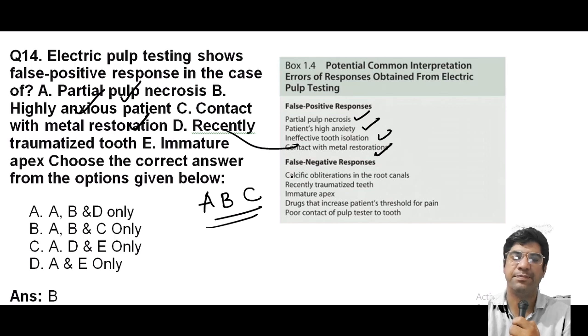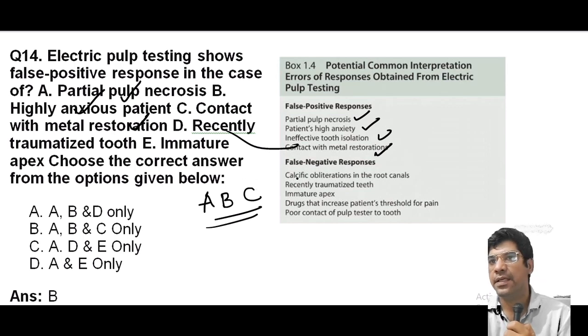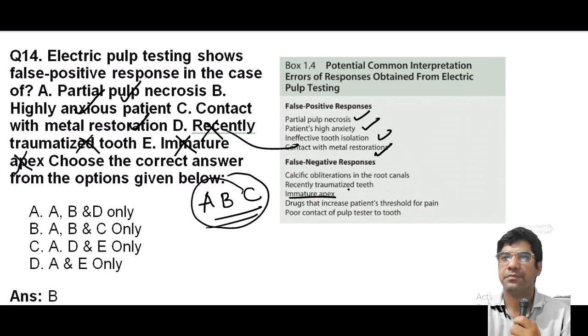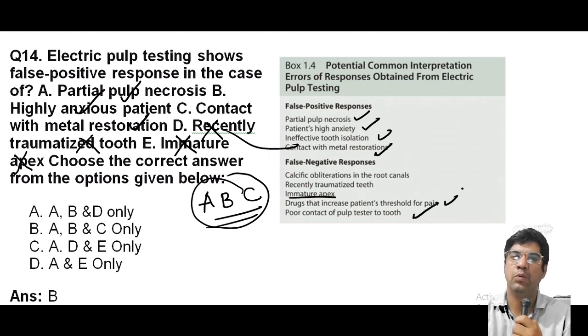Whereas the false negative response is seen in the immature apex. So that is incorrect, as a false negative response is seen here. In a recently traumatized tooth, again a false negative test is seen. So the answer is A, B, C. The other conditions where a false negative response can be seen are drugs that increase the patient's threshold for pain, and poor contact of the pulp tester to the tooth.